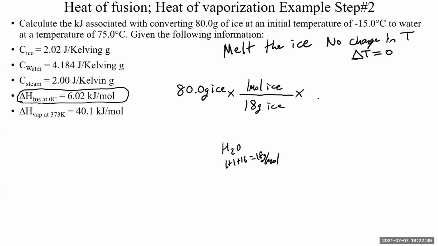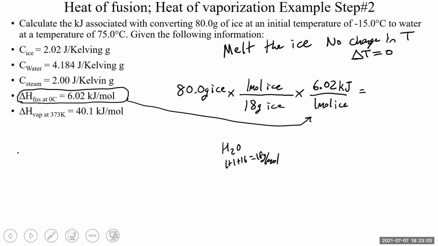And then we know that every 1 mole of ice requires 6.02 kilojoules to melt at 0 degrees Celsius. We take our 80 grams, and that's it. We just convert. It's a conversion problem. It's almost like stoichiometry, because you're going from grams to moles, and then from moles to energy. So 80 times 6.02 divided by 18 gets us to 26.8. If I round, I get 26.8 kilojoules of energy.